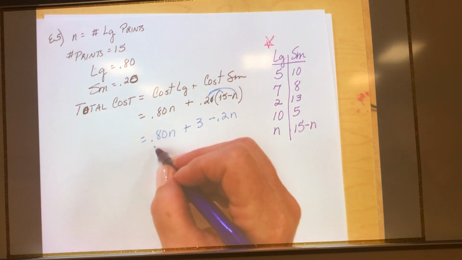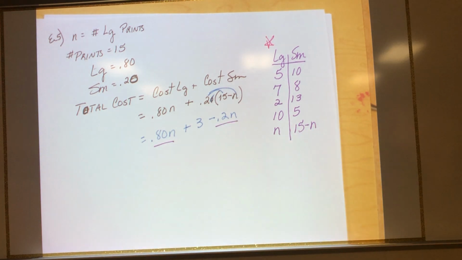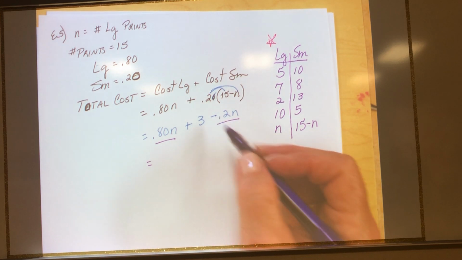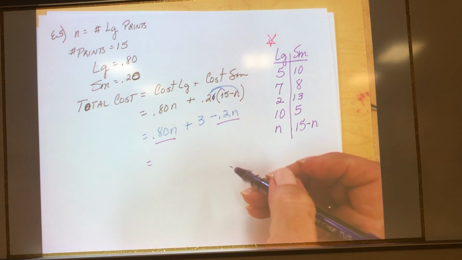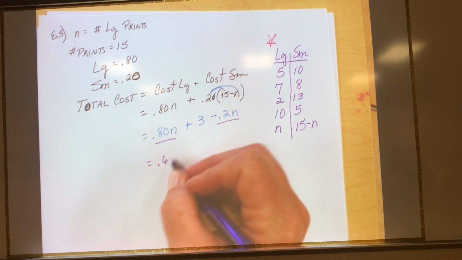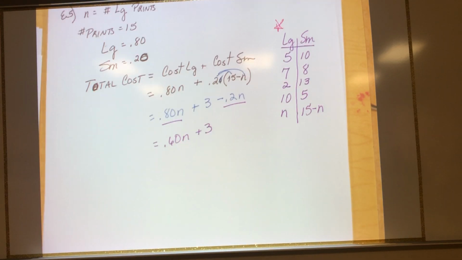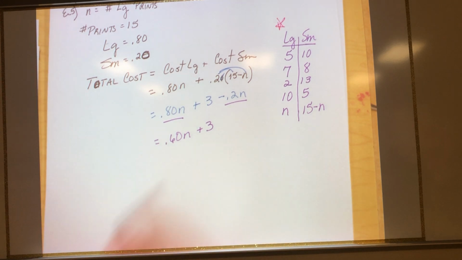Yes. 0.80n minus 0.2n. Oh, what is that? I thought it was negative 0.2. So that's why I said minus 0.2n. 0.60n plus 3. Okay, that's my total cost.